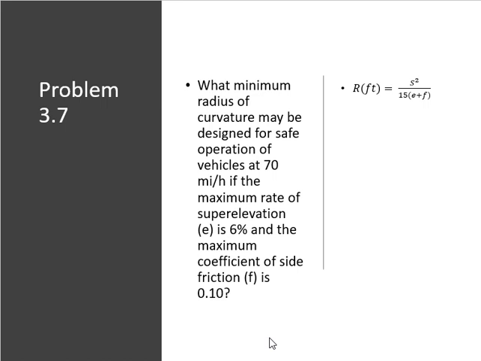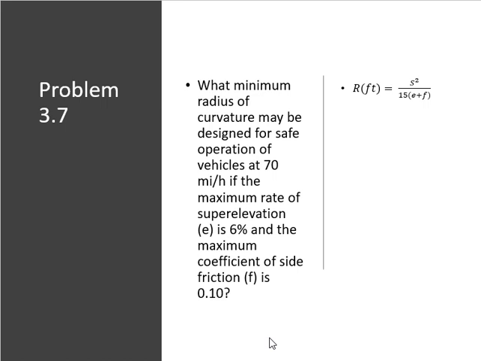So if we have to find out the radius of the curve, and we have a speed of 70 miles per hour, super elevation 6%, and f value 0.1, we can find the radius, right? Anything missing here? Nothing missing, right? Everything is given. Now one thing is extra, which is f.